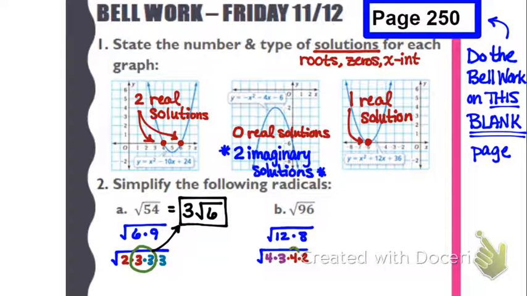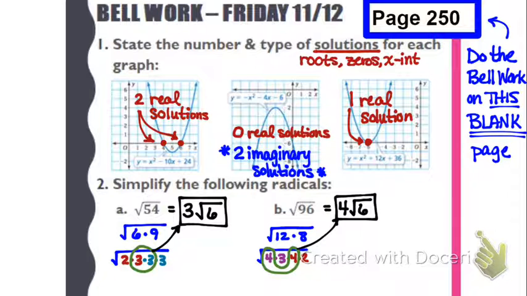What is 4 times 4? 16. What's the square root of 16? 4. That's why we pull out a single 4. What do I do with the 3 and the 2? Multiply them back together, and so I have what under my radical? 6. Awesome. Beautiful work. That is really tight on you.